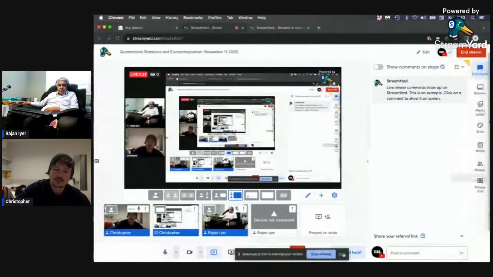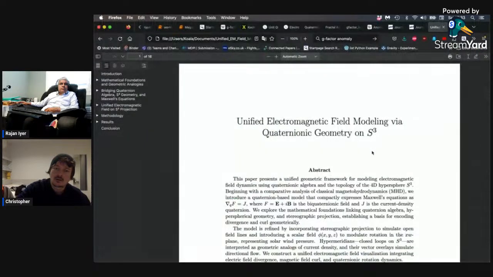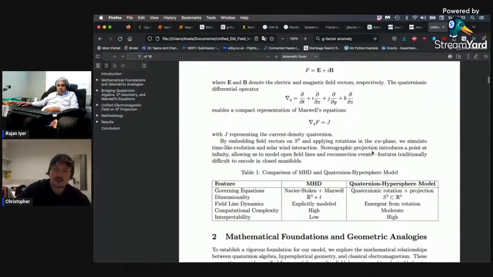Okay, hello. So today we're going to focus on quaternions and electromagnetism. So I suppose I'll just present the first thing we should look at, which is the previous work to this, which is this. So we went through this before.